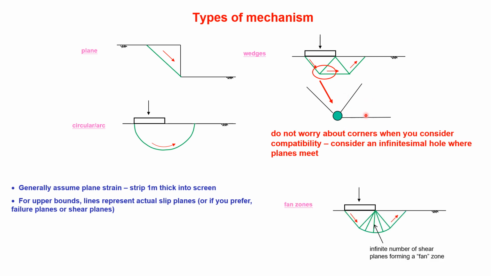We will come across fan zones, and fan zones are difficult to get your minds around, but with fan zones, it's a circular arc here, so the soil's going to slip round on that circular arc, but then there are an infinite number of slip planes in that arc, and the relative movement of that little wedge relative to that little wedge is vertical on this radius.